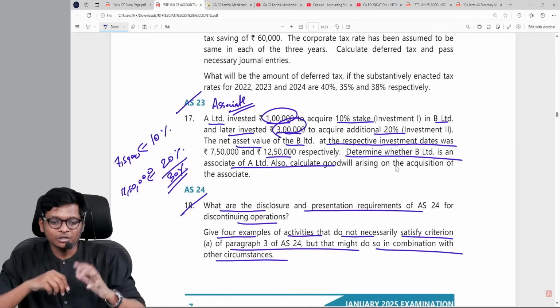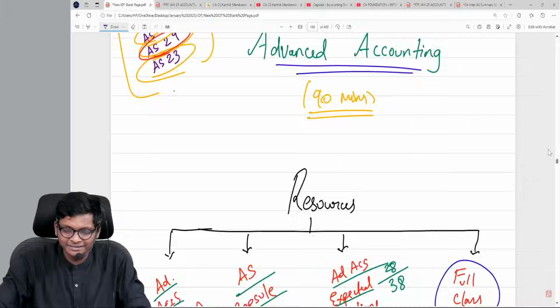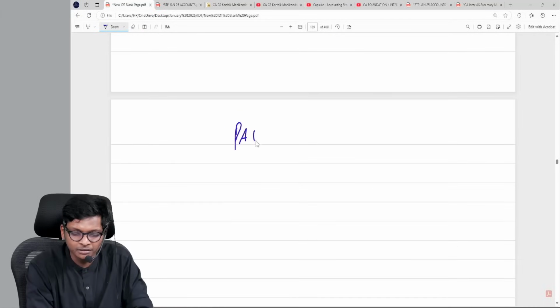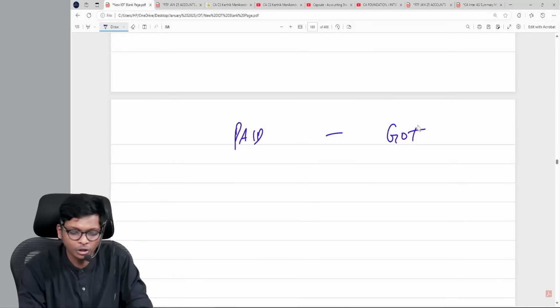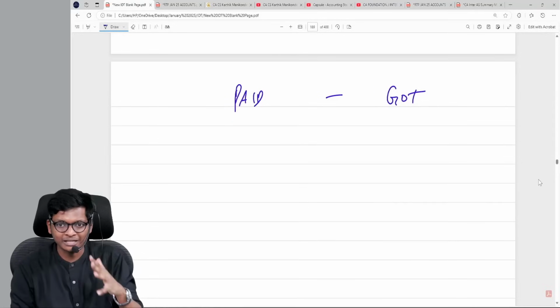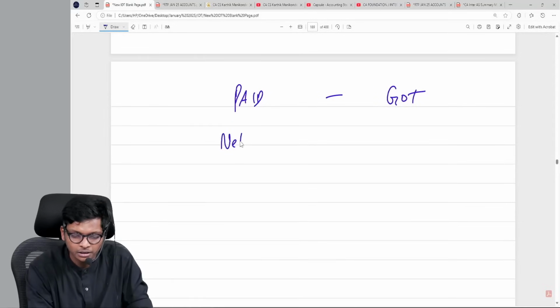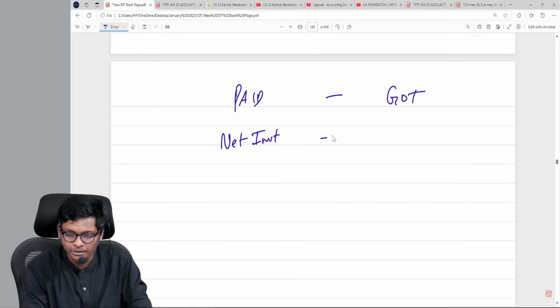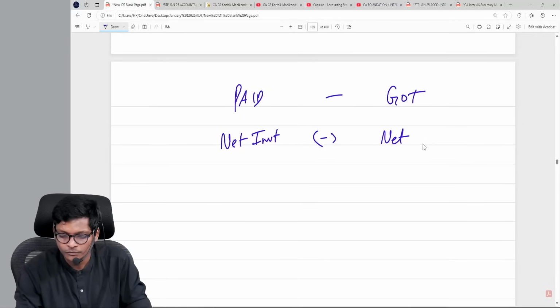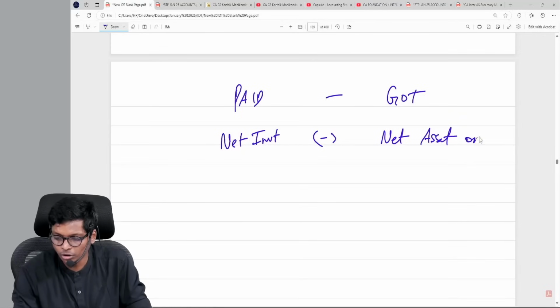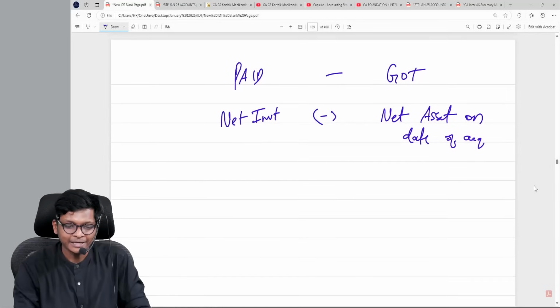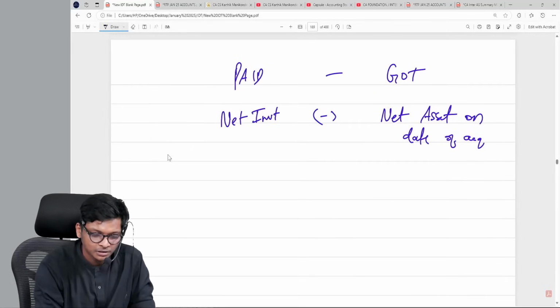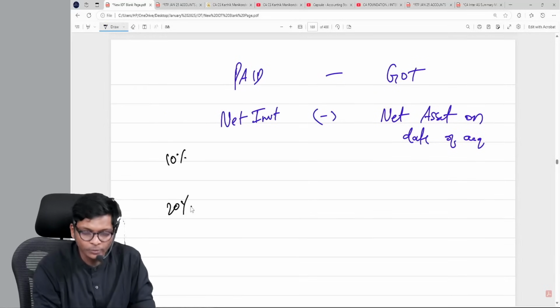Simple. Consolidation, what is goodwill? We will basically do what you paid versus what you got in our step 5 in consolidation. In other words, we will just do basically net investment minus net assets on date of acquisition. Correct? I should do this 2 times. For 10% once, for 20% once.